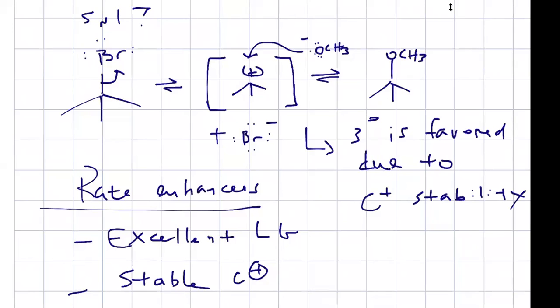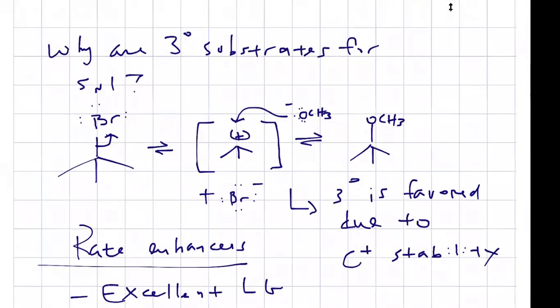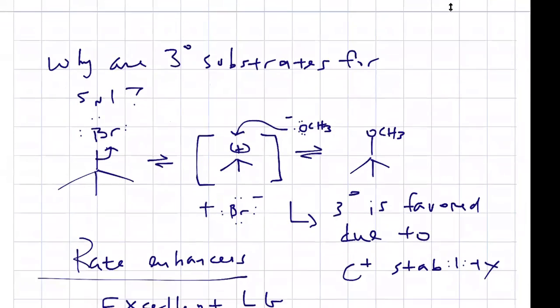Right. So that carbocation stability is why this mechanism favors tertiary substrates. Those two things are going to control your rate: the leaving group ability and the carbocation stability. Those two things control the rate of this reaction. It has nothing to do with the nucleophile. Any questions about the SN1?